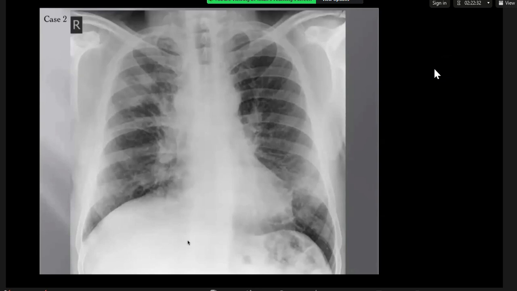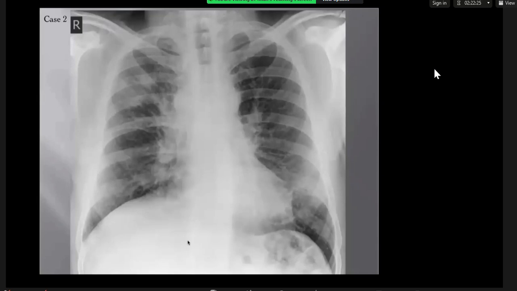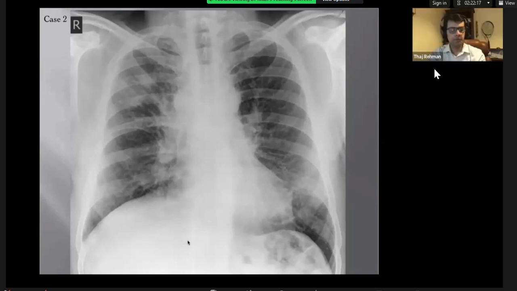Sorry, the screen's just gone fuzzy. Oh, can you not see the screen? It's just a bit fuzzy, so the details aren't coming out as well. Okay, I'm not sure what's happening there. Let me just check that again.